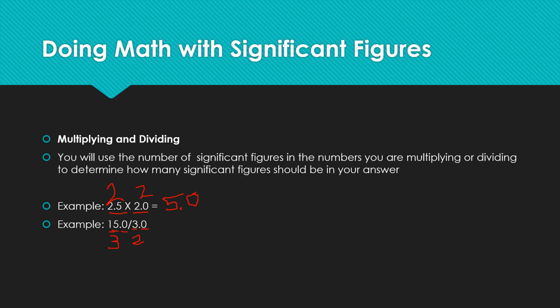I didn't put an equal sign there, sorry. We know that our answer has to have the same amount as whatever the least is that we start with. So our answer, we want it to have 2. So when you divide 15.0 by 3.0, you get 5. So again, our answer is 5, but we wanted to have 2 sig figs, so we're going to make it 5.0. So these came out to be the same answer, but we wound up having 2 sig figs included in each answer.